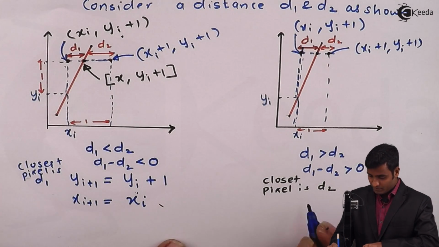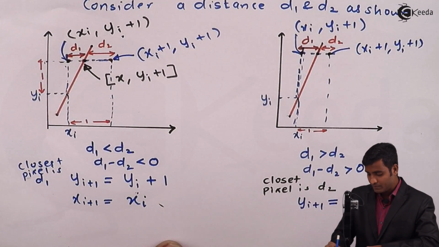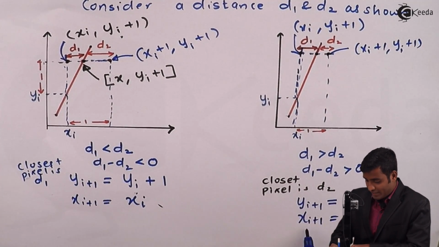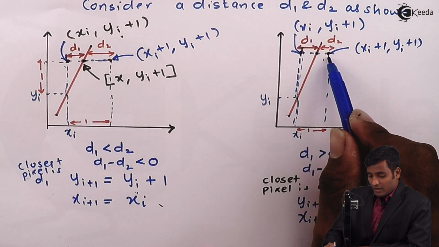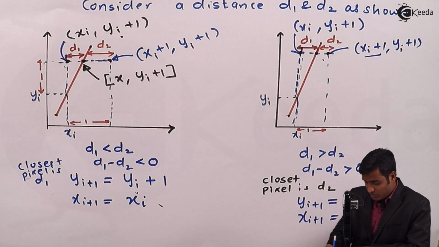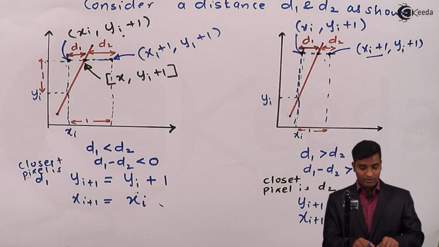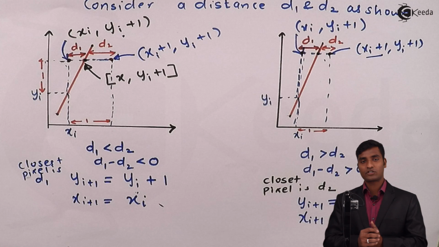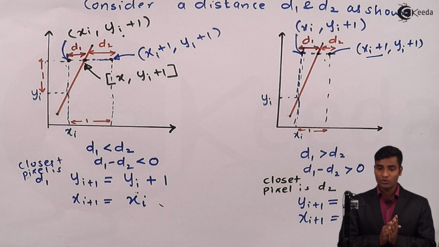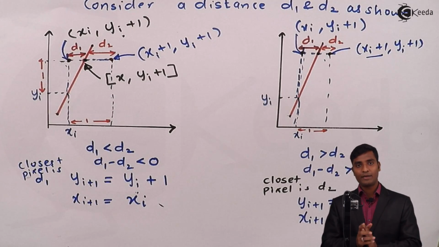So now, the coordinates are yi plus 1 and xi plus 1. Since we have to consider the D2 pixel, I will take the x coordinate as xi plus 1. So from this figure, we can identify the coordinates of xi plus 1. For D1 less than D2, the coordinates will be xi. For D1 greater than D2, the coordinates will be xi plus 1.